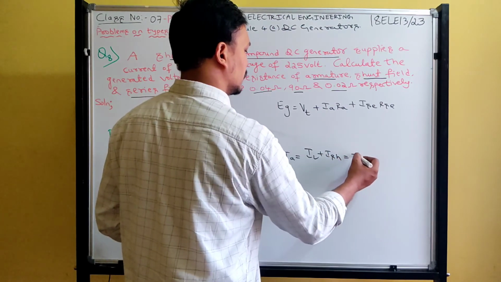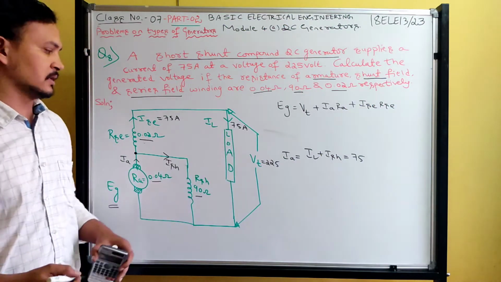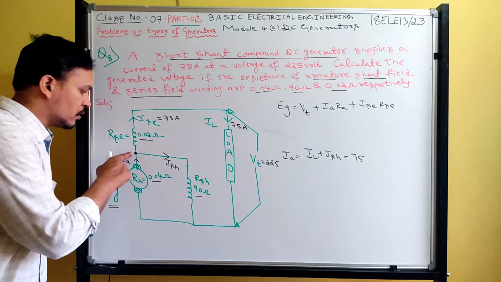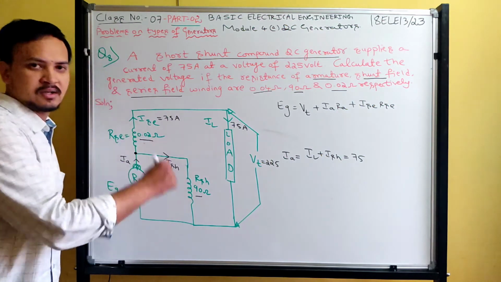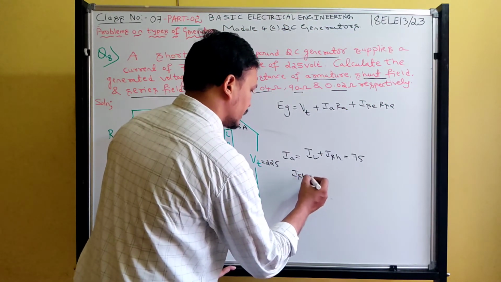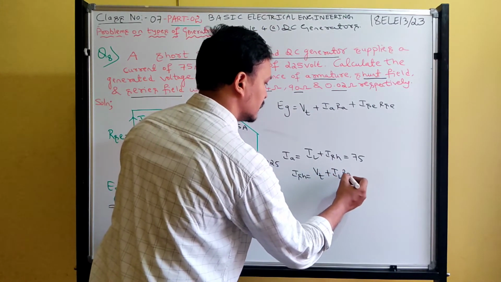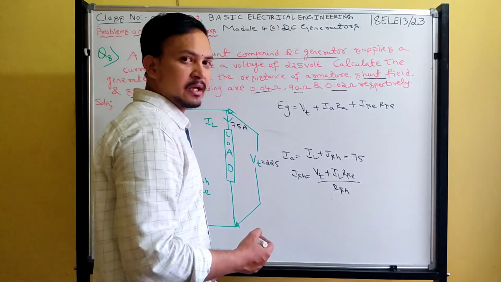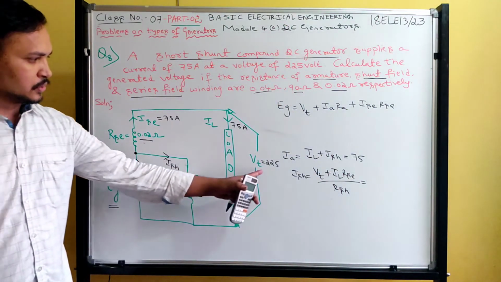What is IL given in the question? 75 ampere. Then how to find ISH? Now I need to find ISH. To find ISH, you have to find the voltage at this point. This voltage divided by resistance gives the shunt field current. So ISH is equal to Vt plus IaRa divided by RSH, with IL used for the series drop. That gives the shunt field current. What is Vt? 225.